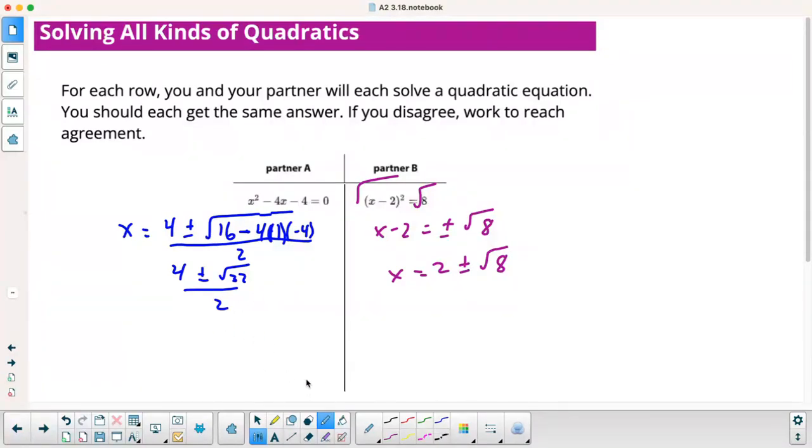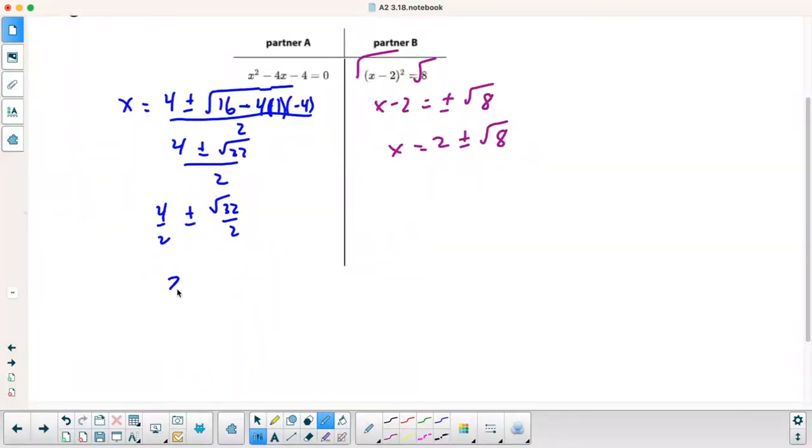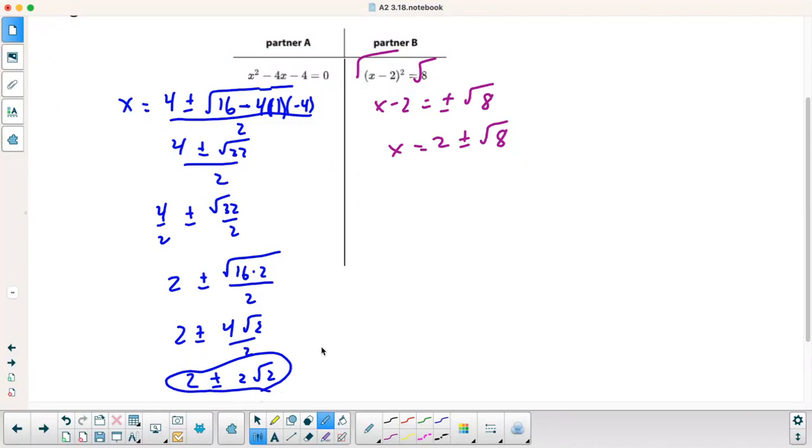So you look at this and you're like, oh, they don't look the same. Well, that's because they're not simplified. So let's do this here. Let's split this up. 4 over 2 plus or minus square root of 32 over 2. And what I got to do is say, okay, square root of 32 is really 16 times 2 over 2. Why did I choose those factors? Because 16 is a perfect square. Square root of 16 is 4. So I get 2 plus or minus 2 radical 2. So that's simplified. If I come over here, let me go back and use the same color.